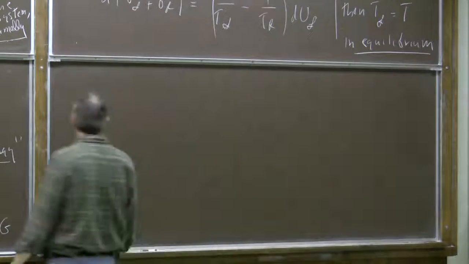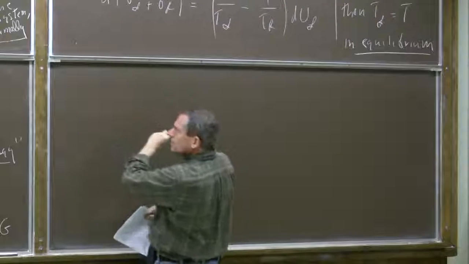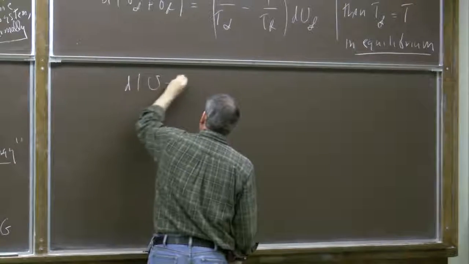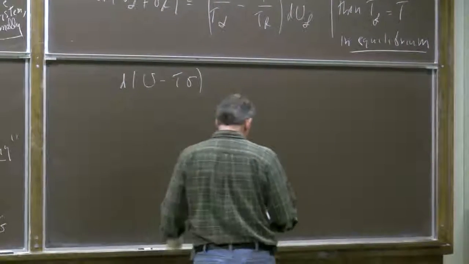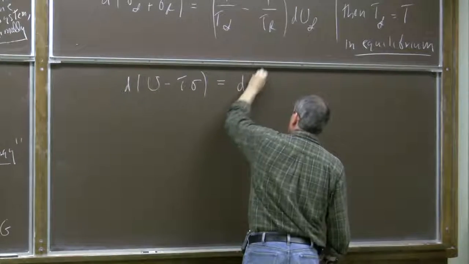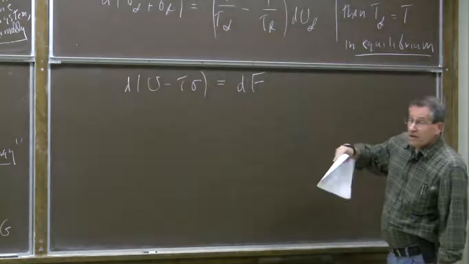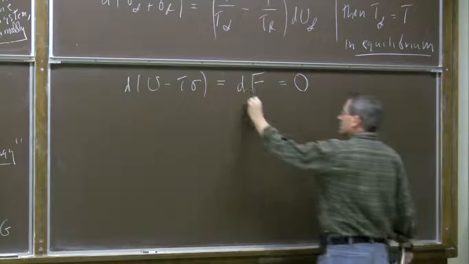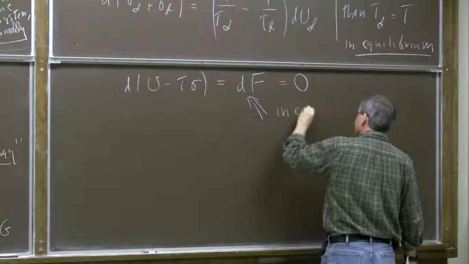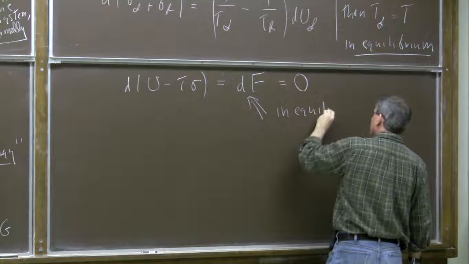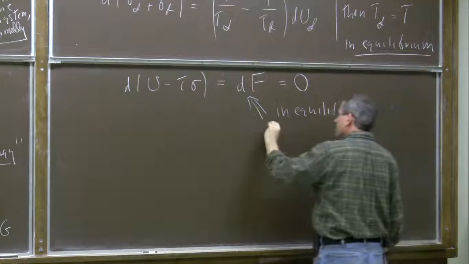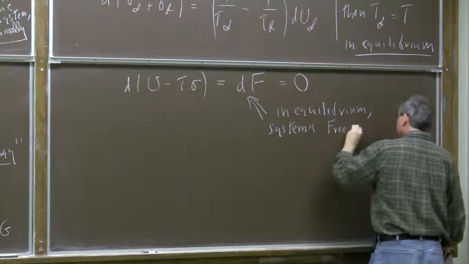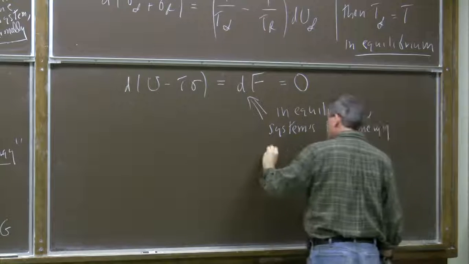Of course, another way to say the same thing, which I guess is the way I said it a minute ago, is that in a process with tau fixed, the free energy is minimized. So in particular, it's stationary to first order. So in equilibrium, the system's free energy is minimized.